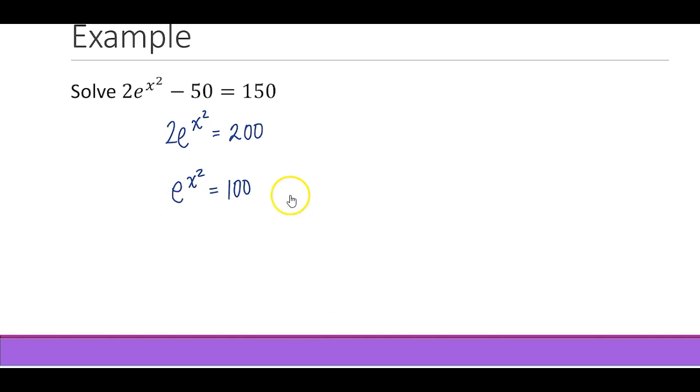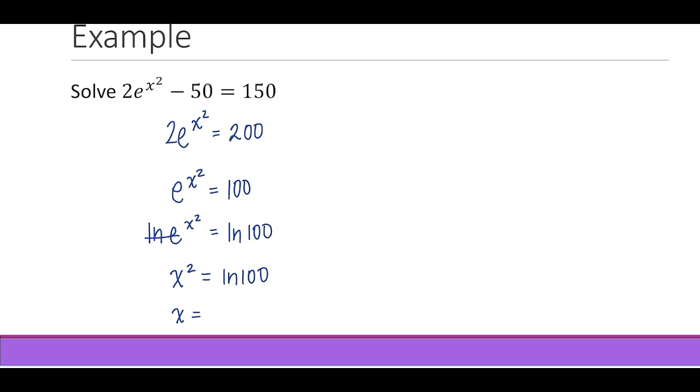And so now I can't rewrite these with the same base, so I can use any strategy from the previous ones that we just reviewed. So I can rewrite this using the definition of a logarithm. I can take the natural log of both sides, or the common log of both sides, but here the obvious choice would be to take the natural log of both sides, because of this idea of e and natural log being inverses. So I'm going to take the natural log of e to the x squared equals the natural log of 100. And now natural log and e cancel and give me just x squared equals natural log of 100.